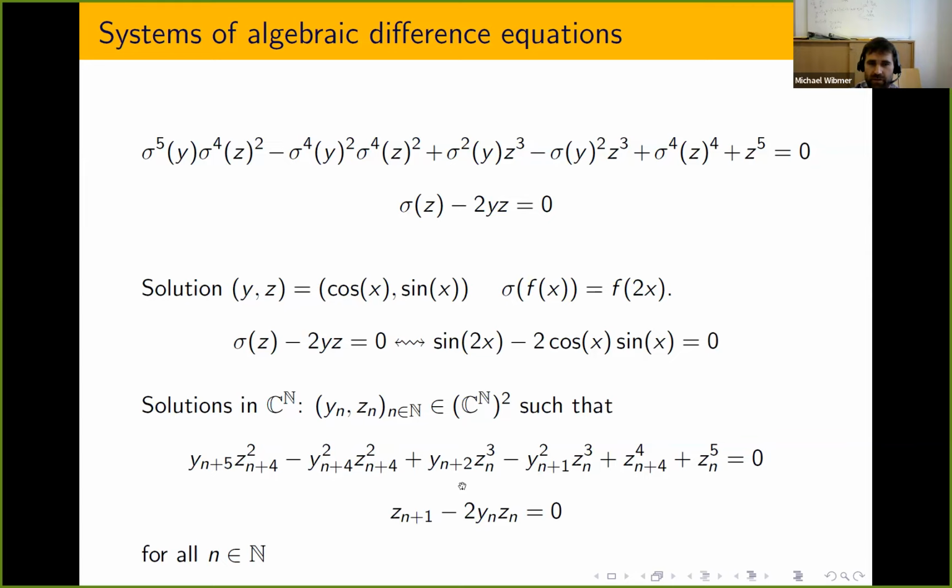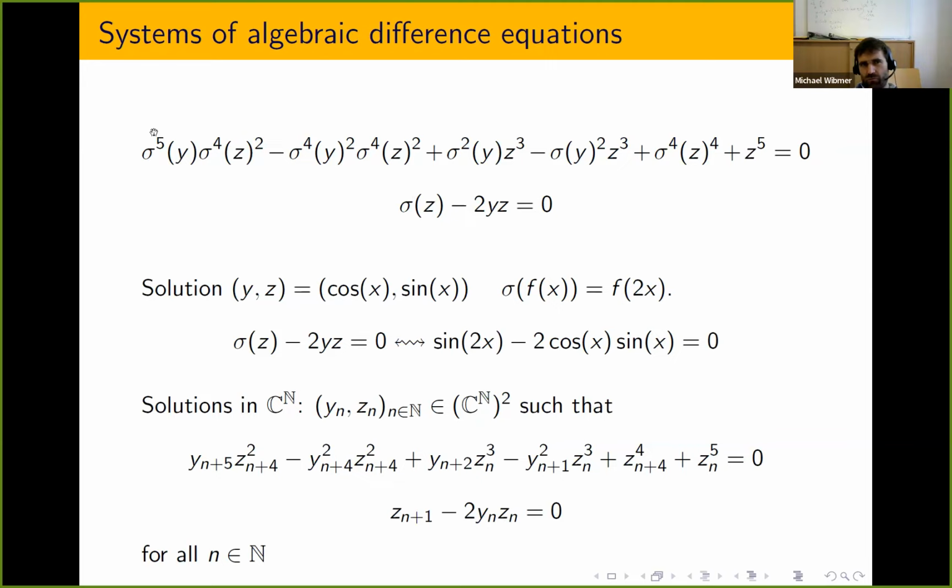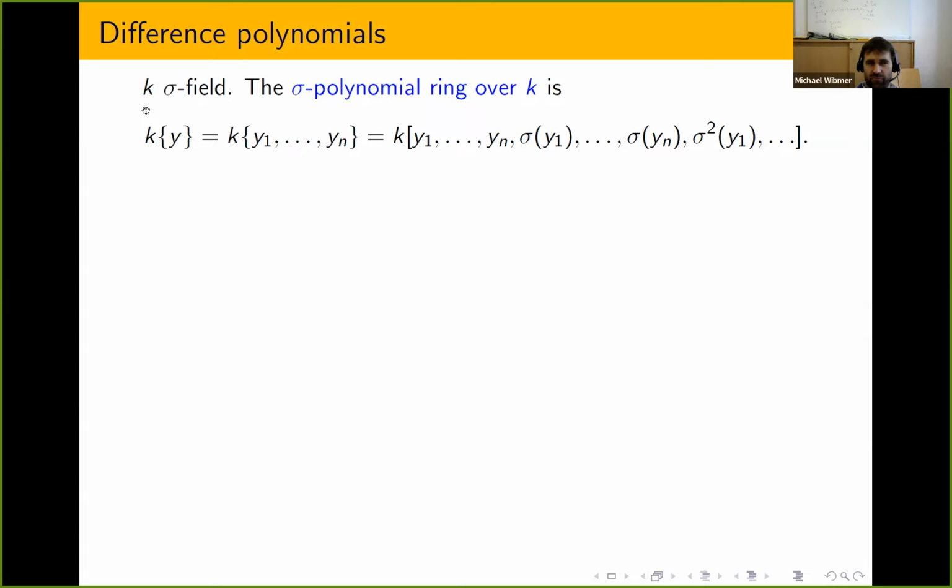Okay, but in difference algebraic geometry, we are not so much interested in solutions in one particular ring. We are more interested in solutions very abstractly, generally, basically wherever we can find them. So these expressions here that we use to describe the system are called difference polynomials. And so let me try to introduce them a little bit more formally. So from now on, let's always fix a difference field and we'll work over this difference field K. This is somewhat similar to algebraic geometry. Usually people fix a field and then they consider nonlinear algebraic equations over that field.